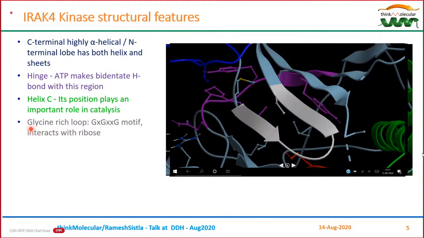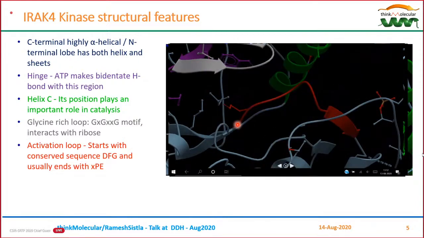And then we have a glycine-rich loop, which sits on top of the ATP. This is made with a very flexible motif called GXG, where G stands for glycine. That gives extraordinary flexibility to this particular loop. Okay, so this is what interacts with the ribose of ATP.